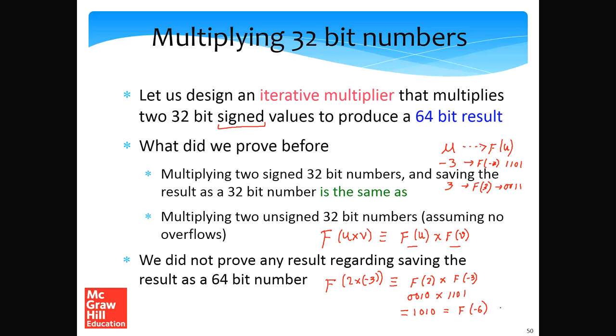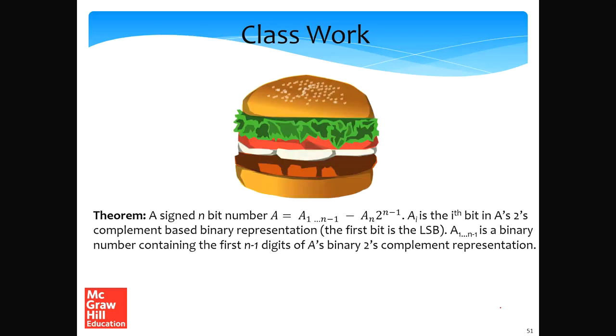But this is only if the size of the result is also 32 bits. However, we are considering the possibility of saving the result as a 64-bit number, and we have not proven any theorems, axioms, or lemmas for what should be done in this case. So let's take a look at a very important theorem that we need to prove. Once we are able to do that, we will find that a lot of the multiplication work that we do will become very easy to understand. So it's very important we take a look at this.